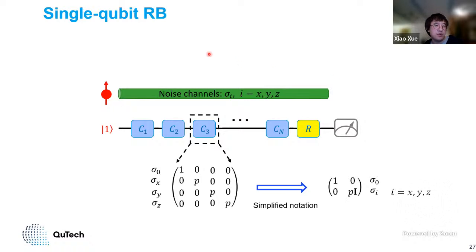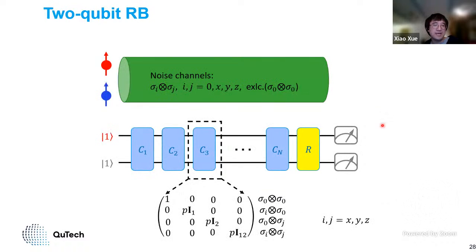So if you perform single-qubit RB, you have a depolarizing channel, which is a single channel, which forms a uniform depolarizing error matrix. And you can fit a single exponential decay if you measure the return probability, and the p can basically give you the gate fidelity estimation.